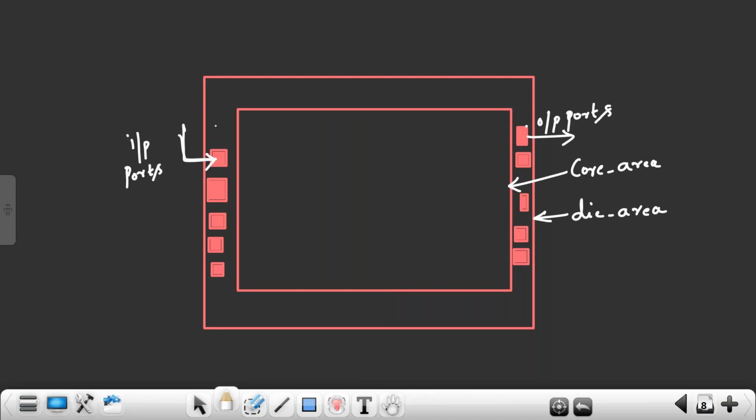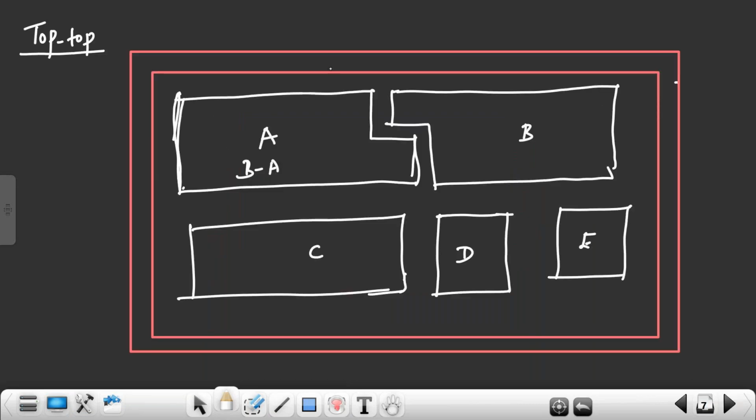This input ports placement, creating core area and die area, should be done according to your chip top requirement. You see here one block is of what shape? L shape. A block is of L shape and B block is of inverted L shape. C block is in rectangular shape. E block is in almost square shape.